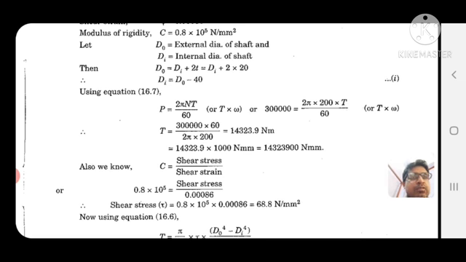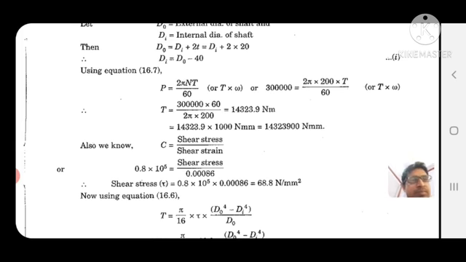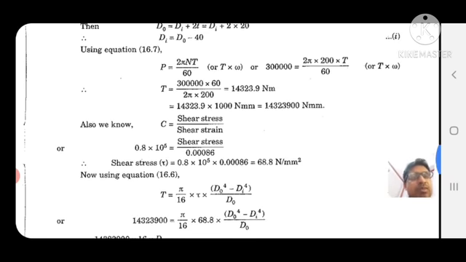So P is equal to 2 pi NT by 60 or T into omega. That is equal to 2 pi into 200 into T by 60. So capital T is equal to this one, 30,000 into 60 divided by 2 pi into 200. So 1432.39 Newton meter. So that is equal to 1432.39 into 1000 Newton millimeter, 1432.3900 Newton millimeter.